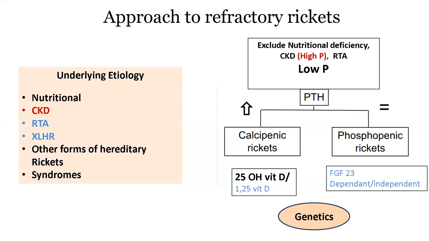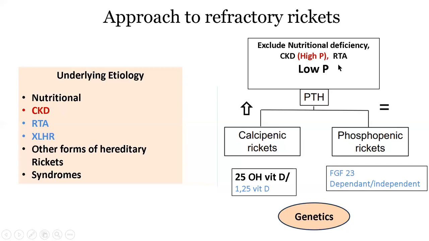So to make our thinking very easy, the underlying etiology of any case of rickets, by far, the first thing we have to rule out is vitamin D or calcium deficiency. After we have ruled that out, we need to look at the serum creatinine to rule out chronic kidney disease, which is more prevalent. Thereafter, we need to look whether it is a case of RTA or not. And thereafter, we come to the other forms of hereditary rickets, amongst which X-linked hypophosphatemic rickets is the commonest. So exclude nutritional deficiency, CKD will have high phosphate, and exclude RTA.